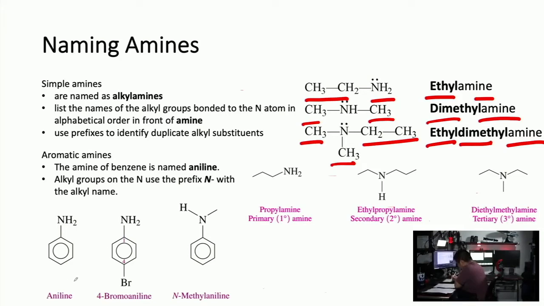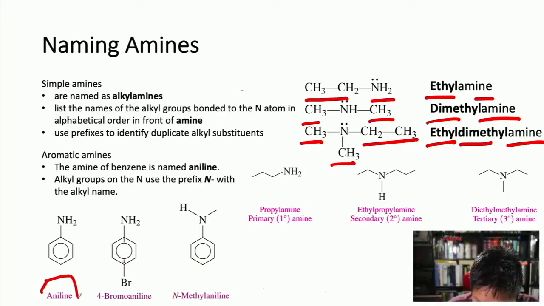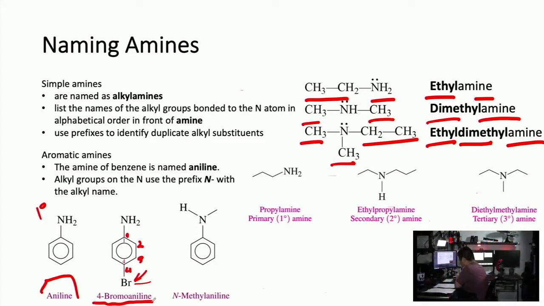How do we name aromatic amines? Well, this is a common compound, aniline, and aniline has the amine group connected to the benzene right there. Which, by the way, is a primary amine. When we look at this one, there's a bromine connected to the fourth carbon from the amine. Carbon 1 is there, 2, 3, 4. So quite simply, it is 4-bromoaniline.